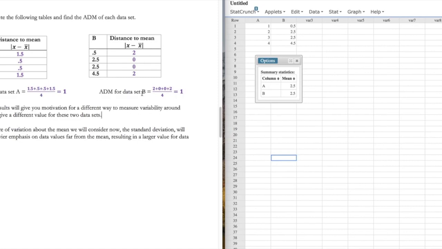So hopefully this at least gives you a little motivation for why we might calculate variability around the mean in a different way than using the ADM. So the thing that we're going to look at calculating now is called the standard deviation. I'm going to take a look at the formula here, although in practice we will use StatCrunch to calculate our standard deviations, but this formula really does go along with how it is calculated, so I do want to look at this formula.